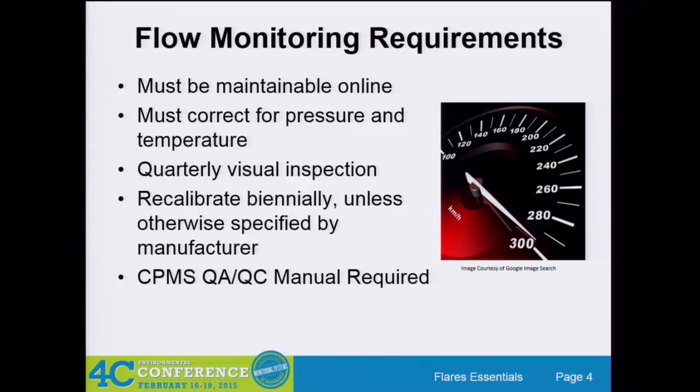Okay, the flow monitor. Biggest thing they added was must be maintainable online. At least they recognize that they don't want you to be able to say, well, I can't do the preventative maintenance on this flow meter because I'd have to take the flare down to be able to pull those probes out. So they said, okay, well, if you put a flow meter on here, you have to be able to pull those probes out without shutting down your flare.